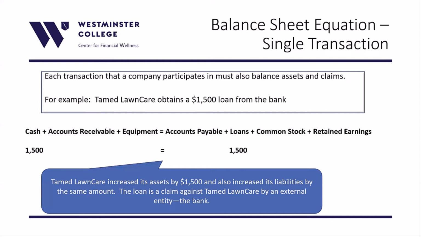So we show in our balance sheet equation that cash assets will increase by $1,500 and the loan liability will increase by $1,500. And the balance sheet equation is in balance. Assets equals claims. Okay, note that at least two accounts are impacted by this transaction. You may have heard the term double entry accounting. Well, it relates to this fact that a single transaction will always impact at least two accounts.